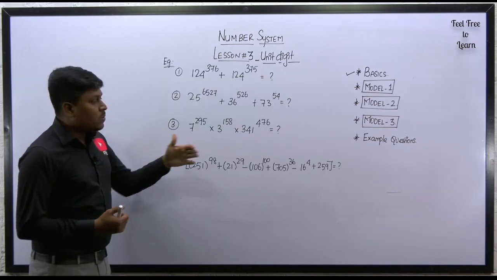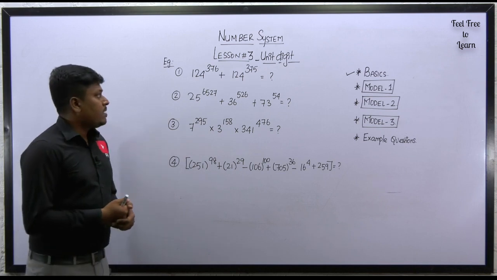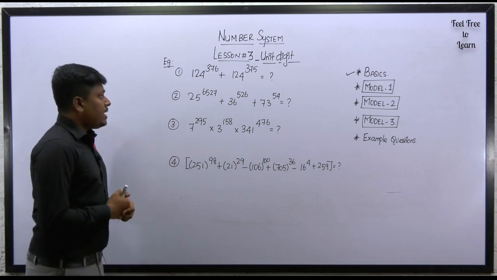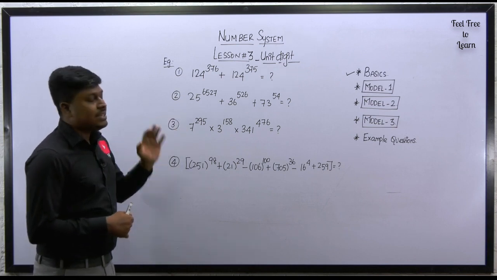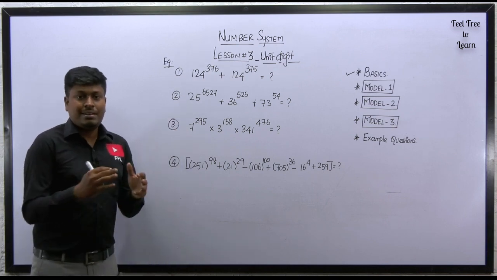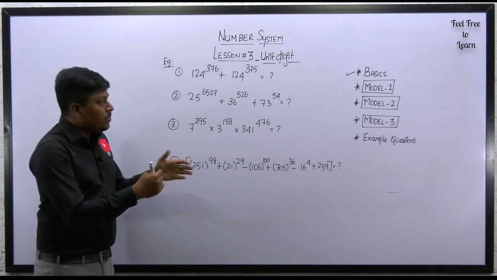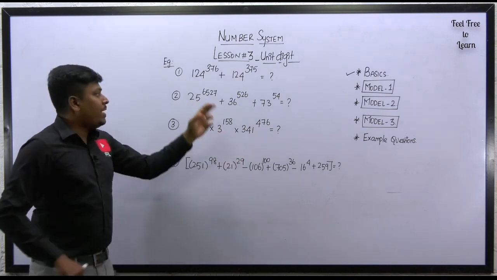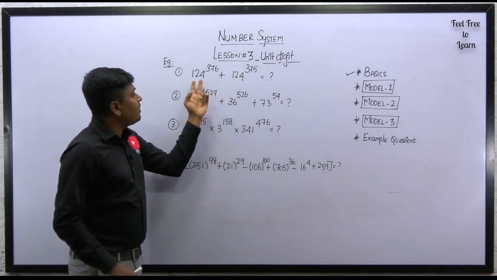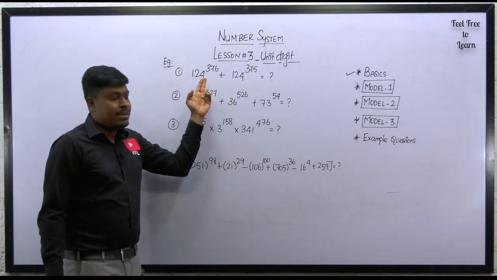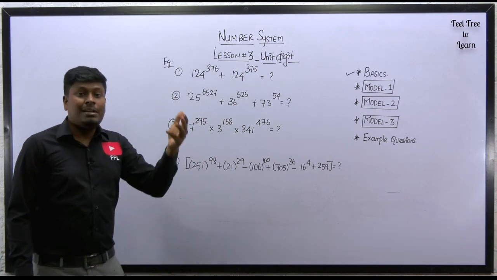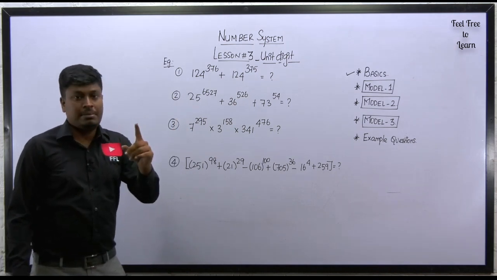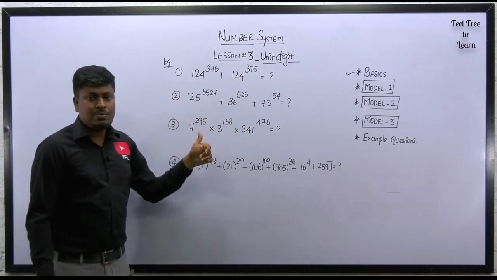So finally we can go with some example questions here. First question: 124 power 376 plus 124 power 375. If we need to find the unit digit of these numbers, every time while solving, check which number it is, which model it is. Number 4 here is model number 2. Number 2 is model number 3. Number 5 is model number 1. That way it is easy to solve the question.